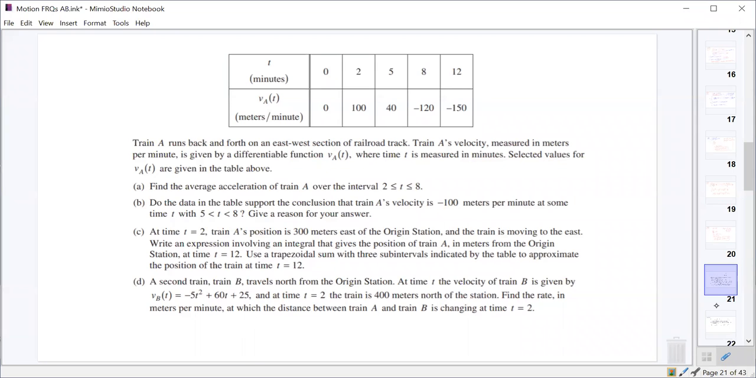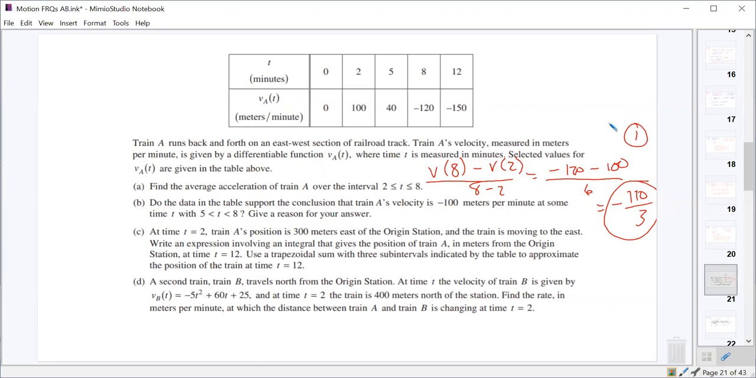given the values of the velocity in the chart. So how are we going to find the average acceleration? From 2 to 8, right? All we should do is just find our v of 8 minus our v of 2 over our 8 minus 2, which looks like, what does that become? Negative 120 minus 100 over 6, which is negative 220 over 6, negative 110 over 3. Good? That was worth 1 point. Everybody at home good with that one?